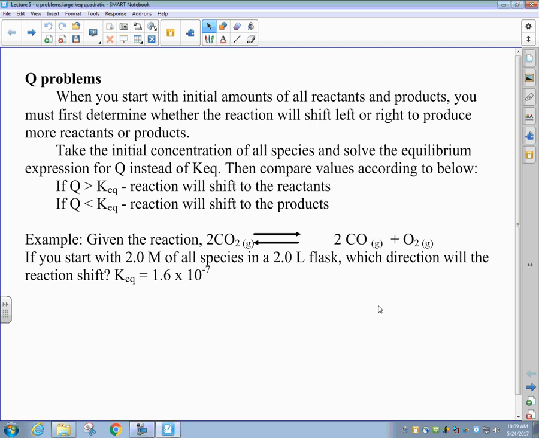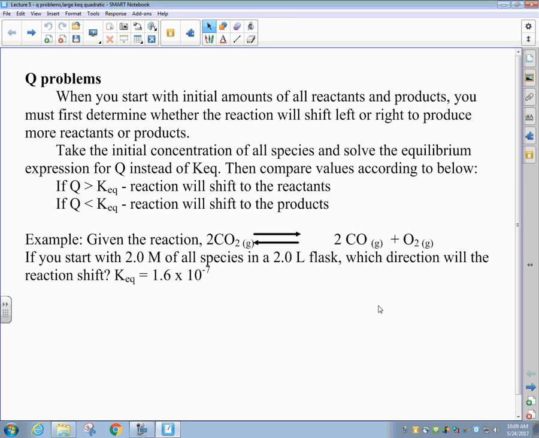Today's lecture will have two parts to it. The first part of our lecture today will be on Q problems. Up till now, one of our initial concentrations in our ICE types of problems have always been 0. And if you have an initial concentration that starts at 0, it's quite easy for you to determine that whatever side that includes that 0 will be the positive change, and the opposite side will be the negative change.